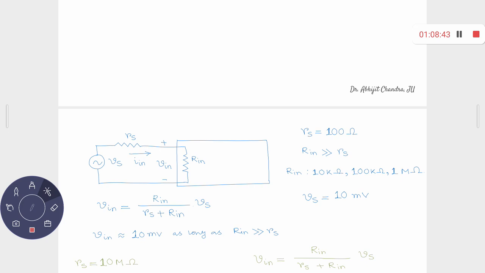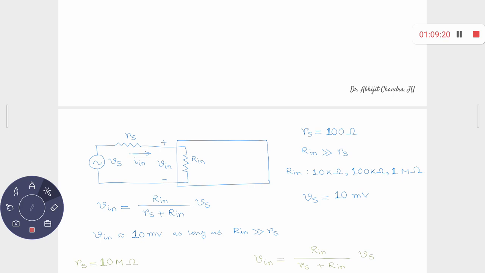Okay? R in. And then suppose I am having some small signal Vs which is having some internal resistance Rs. And depending upon the relationship between this Rs and R in, sometimes I regard this Vs as a voltage source, sometimes I regard this as a current source. So what is the relation? Suppose the source resistance Rs is 100 ohms, and the input resistance of this particular black box or amplifier is much, much larger than Rs. Suppose this is 10 kilo ohms, 100 kilo ohms, 1 mega ohms.